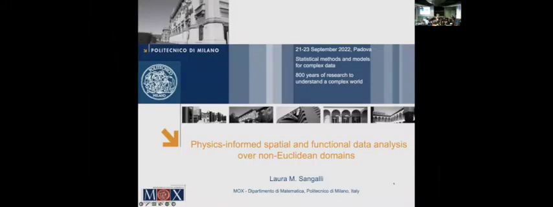Let me start from the beginning. We describe some physics-informed methods for spatial data analysis and for functional data analysis over non-standard supports. In particular, we are interested in spatial and functional data that display non-Euclidean dependencies. Now, this non-Euclidean variation may be induced by the complex physics of the underlying phenomenon. I will briefly discuss an application to the study of blood flow within human carotids.